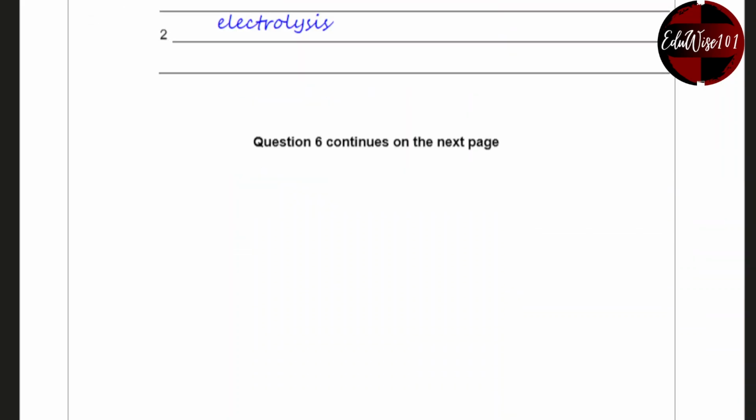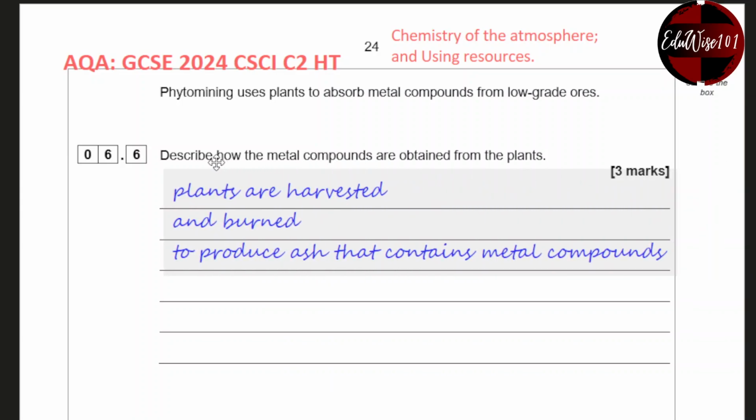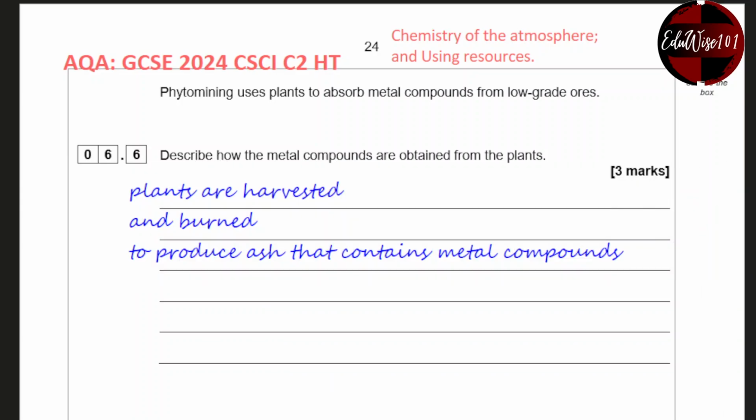Next part. Phytomining uses plants to absorb metal compounds from low-grade ores. Describe how the metal compounds are obtained from plants. Once the metal compounds are taken up by the plants, all you have to do is harvest the plants, dry them, and burn them. The ashes would then contain the metal compounds, which can be dissolved in water or chemicals to extract the metals.